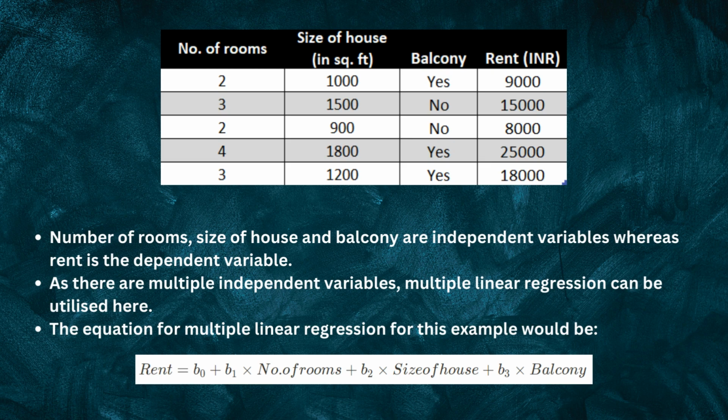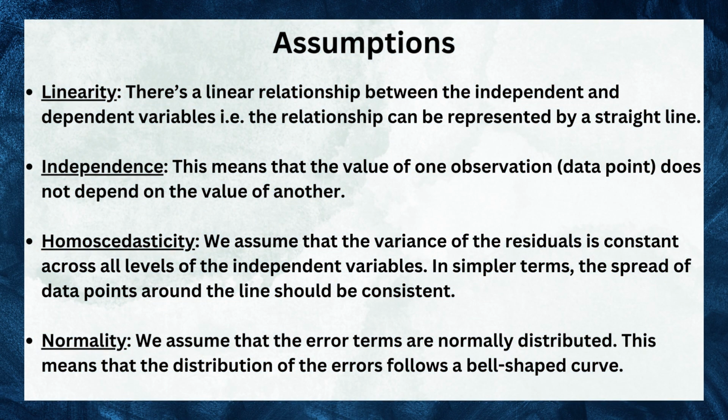Linear regression rests upon a few assumptions which need to be followed for it to work. These assumptions are the pillars which support the validity and reliability of linear regression. Linearity. In linearity, we assume that there is a linear relationship between the independent and dependent variables. In other words, the relationship can be represented by a straight line. Independence. In independence, we assume that the observations are independent of each other. This means that the value of one observation should not influence other data points.